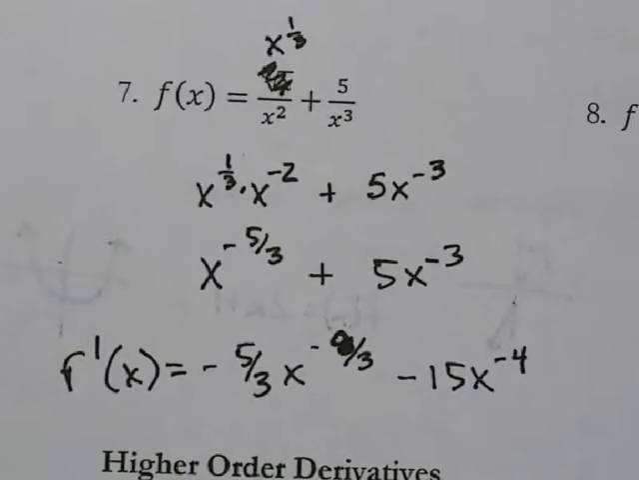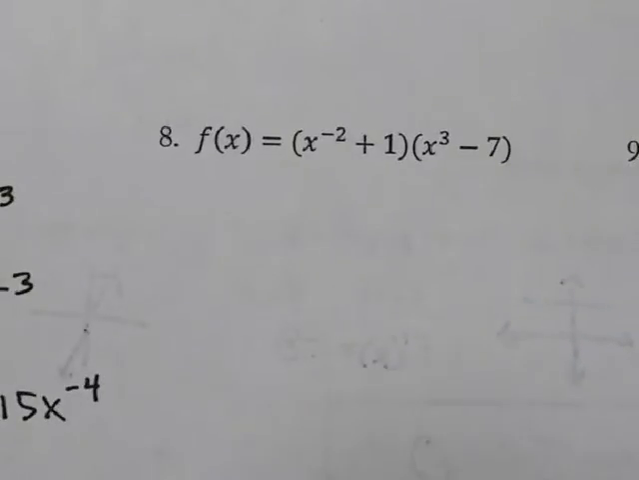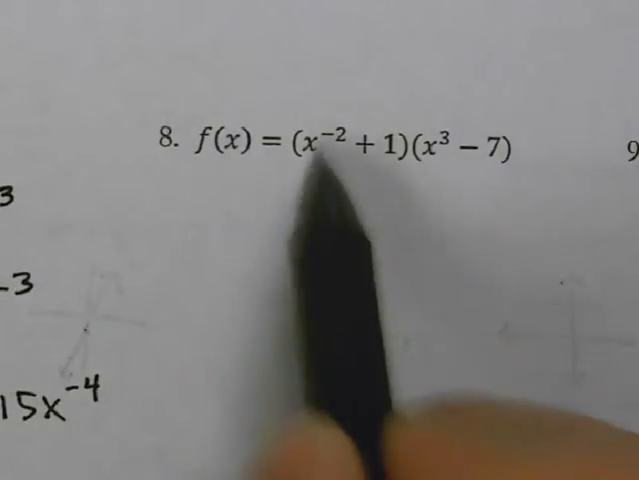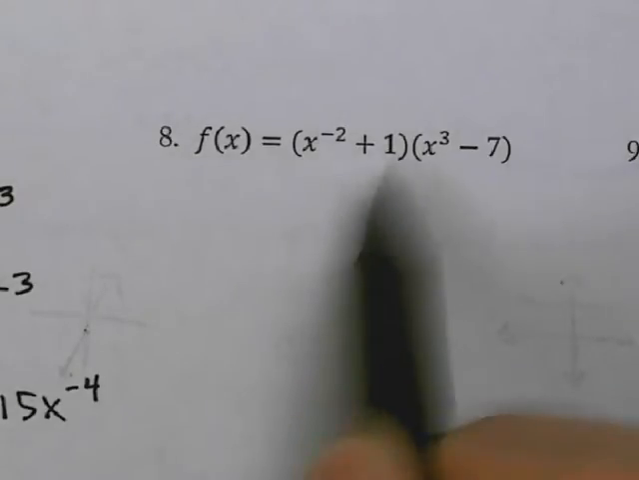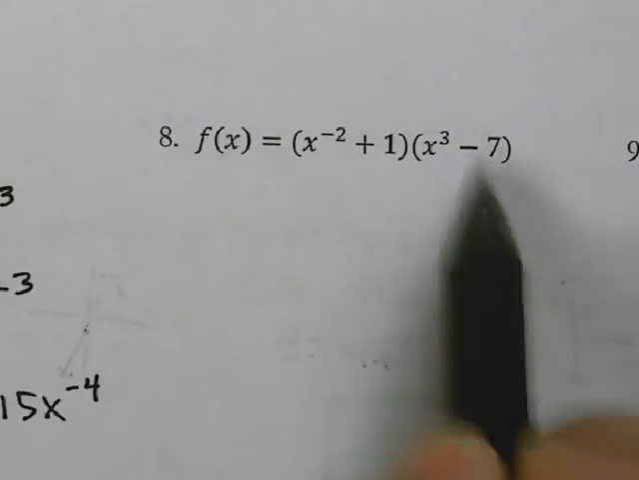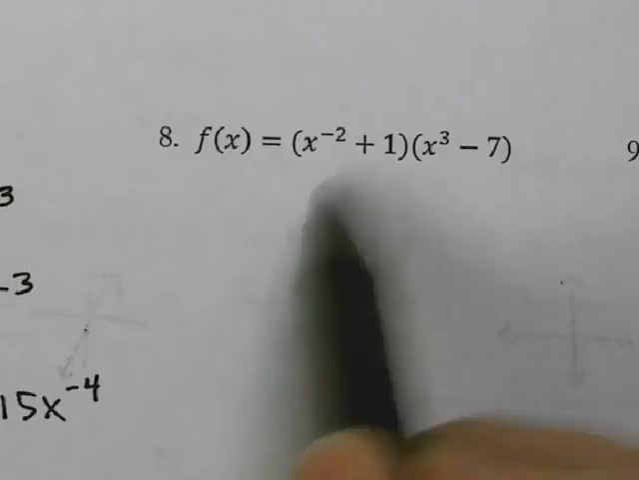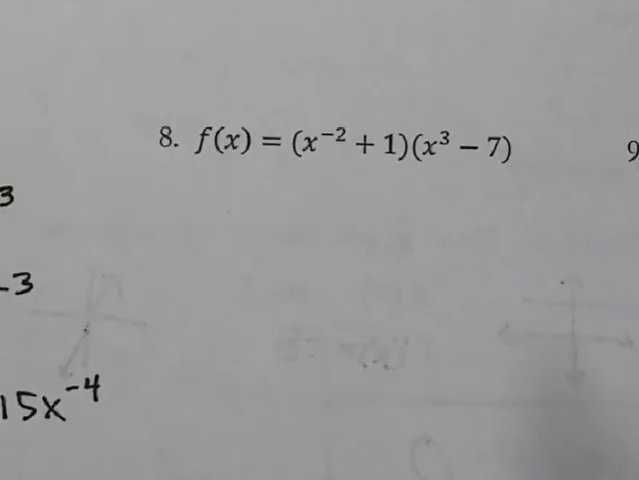Alright, now tomorrow we're going to learn what's called the product and the quotient rule. Okay? But we don't know that yet. So in number 8, let me just stress this. You cannot find the derivative of this, find the derivative of this, and then multiply them together. It doesn't work. And I will explain in detail why it doesn't work for tomorrow.